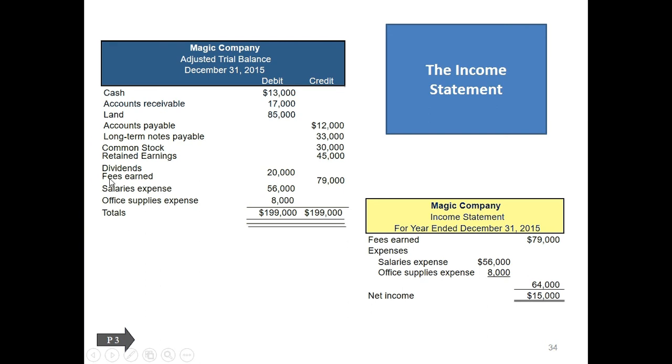Then we report our revenue accounts. We only have one here. Anything that says earned revenues, sales, fees, anything like that's going to be a revenue account. Then we record our expense accounts. That's our adjusted trial balance.